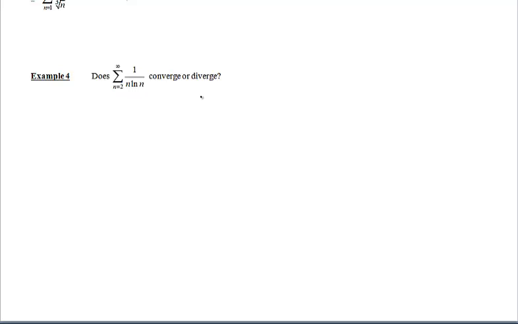Can we use the integral test? Well, the conditions that have to be met: if we were to model this with the function 1 over x ln x, is it positive, decreasing, and continuous? Yes, it would be. So that's what we're going to do, use the integral test. Notice that we begin with n equals 2. If we began with n equals 1, there's a problem: natural log of 1 is 0, and we don't want to divide by 0, so we just consider this series starting with 2.